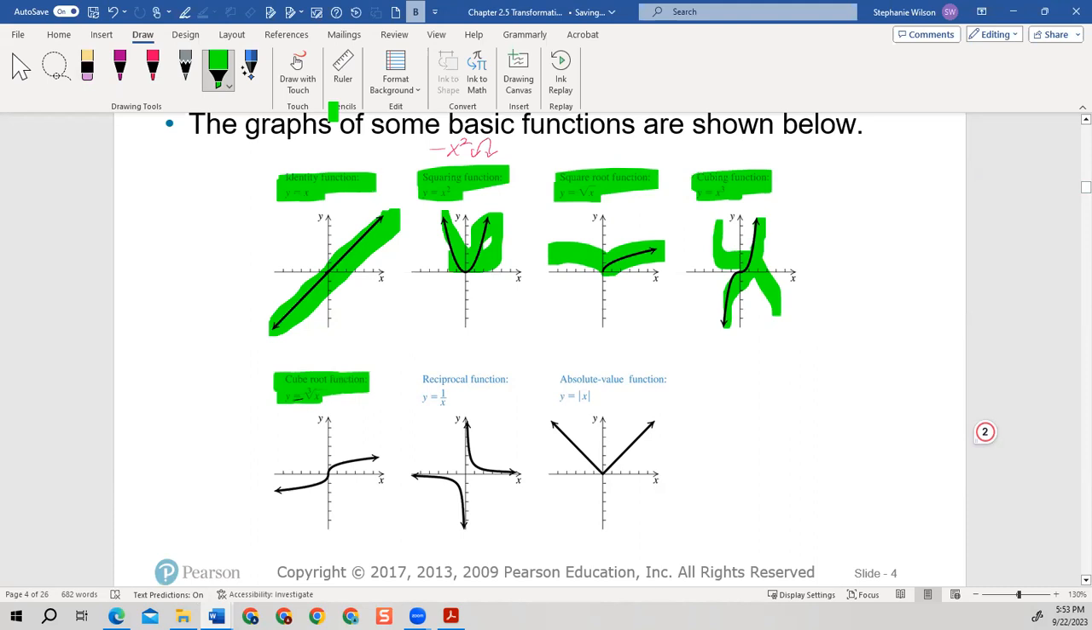I got a cube root. So y equals cube root of x. So this is what I got going on. If it would have been a negative cube root, it would have looked like that.